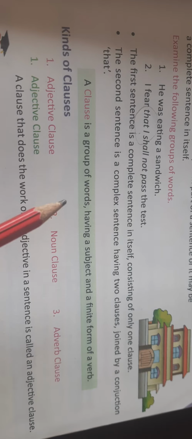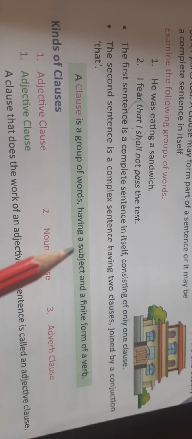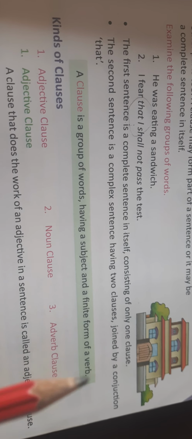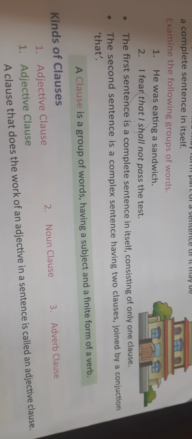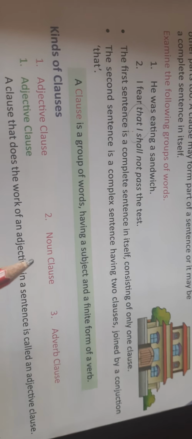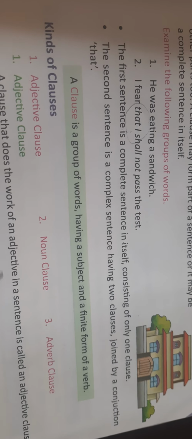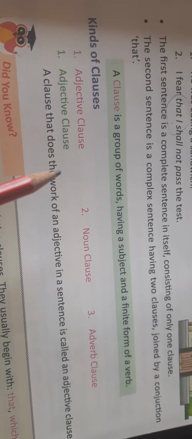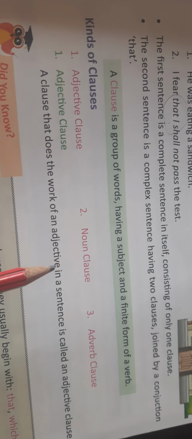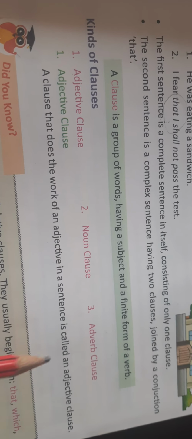And a clause is completely different from a phrase. How is it different from a phrase? A phrase has neither a subject nor a verb, but a clause should have a subject as well as a finite form of verb. Now, kinds of clauses. There are three kinds of clauses: adjective clause, noun clause and adverb clause.